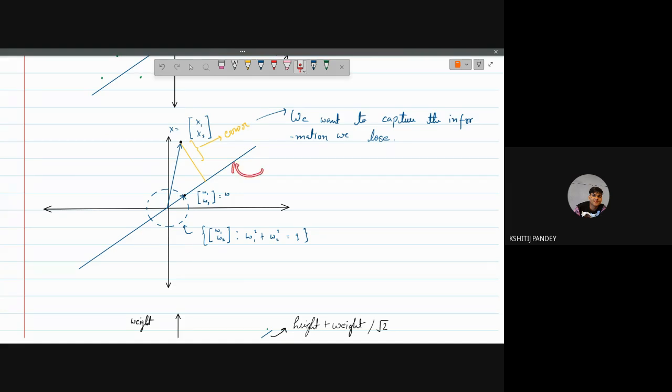This W1 represents the direction that captures the combined variance of height and weight. It doesn't capture the full variance. Let's say this captures 80% of the variance. The remaining 20% will be captured by the best fit line for the error vectors. Is it clear?